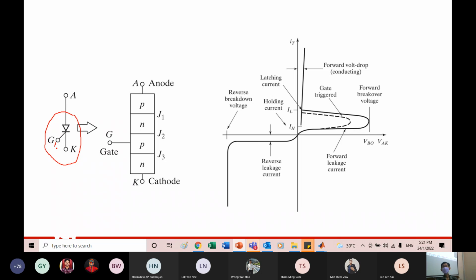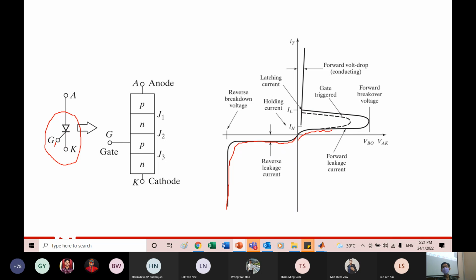It's not like a transistor, right? With a transistor, when you apply the gate voltage, it turns on, but when you remove the gate voltage, it turns off. That is the main difference between these two switching devices. The reverse bias characteristic is exactly the same as the diode. The only difference is the forward bias.